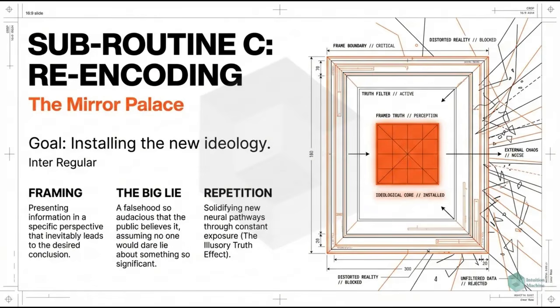Phase 3. The Effector, Part C, Re-Encoding. Now the system installs a new reality, not through argument, through identity replacement. Beliefs are propositions. They can be questioned. Identity is who you are. Questioning it feels like self-destruction.